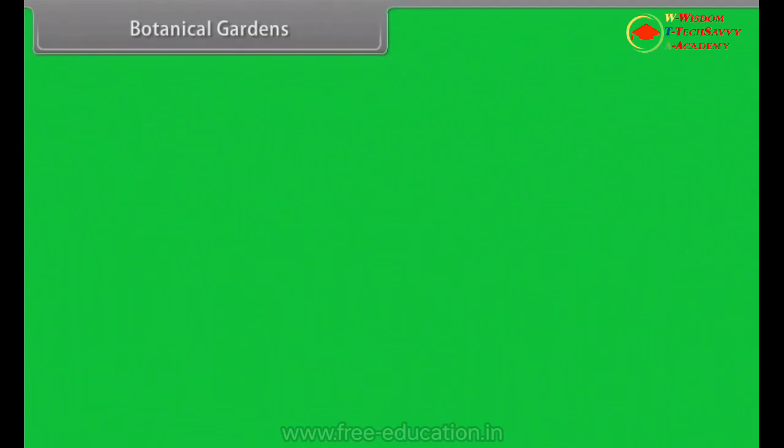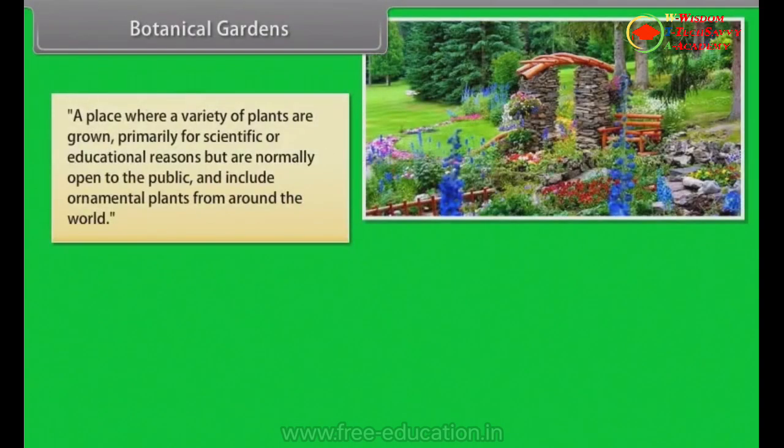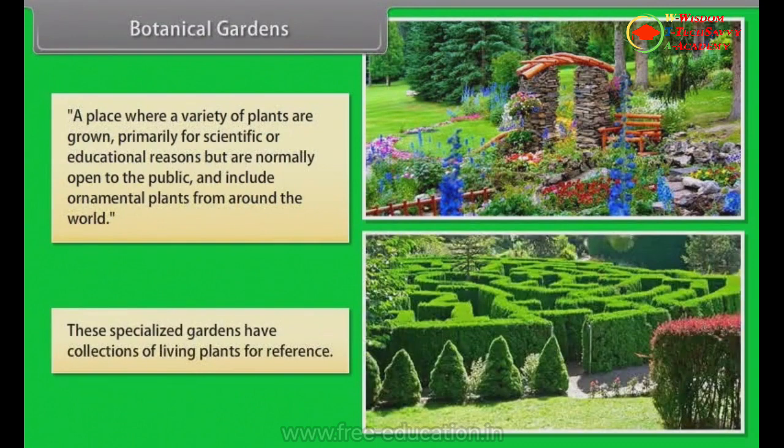Botanical gardens: A place where a variety of plants are grown, primarily for scientific or educational reasons, but are normally open to the public and include ornamental plants from around the world. These specialized gardens have collections of living plants for reference.